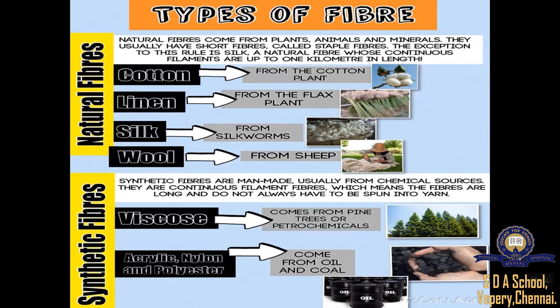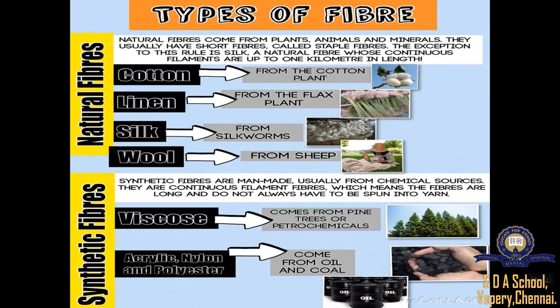Fibers are of two types: one is natural fiber, another is synthetic fiber. Now we are going to concentrate on natural fiber. In natural fiber, we have two types: one is plant fiber, another is animal fiber.